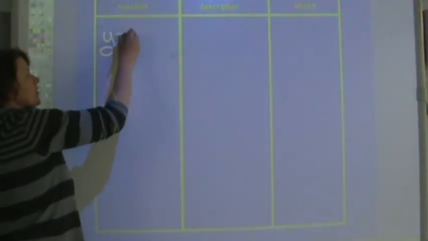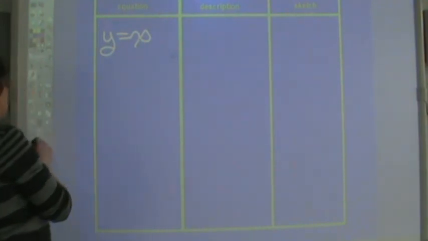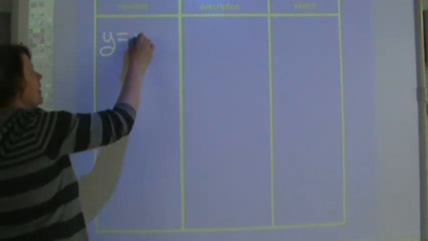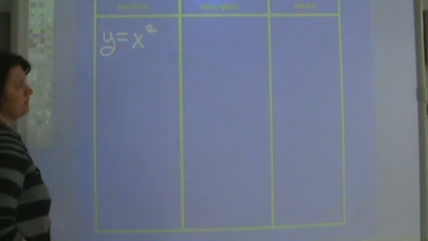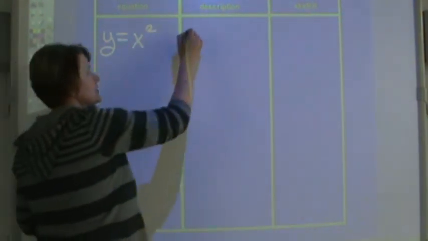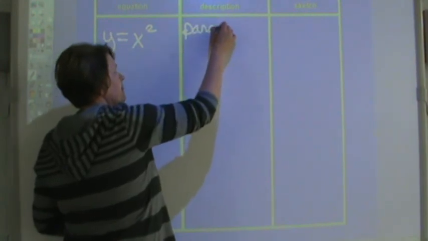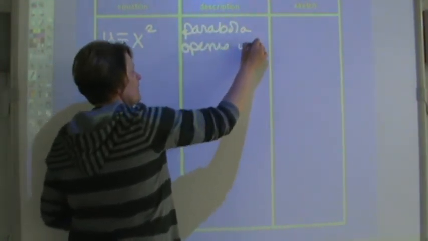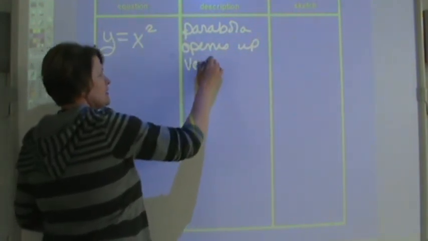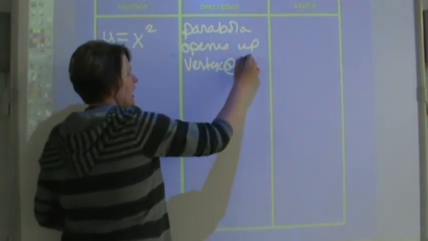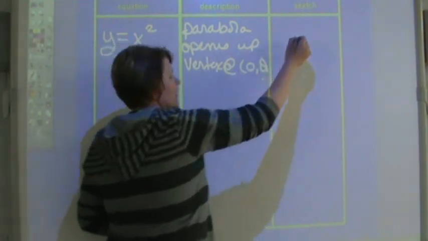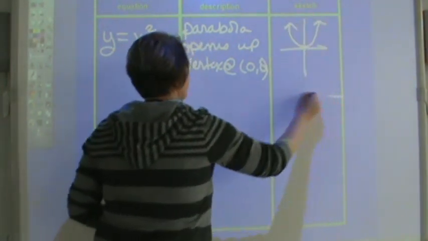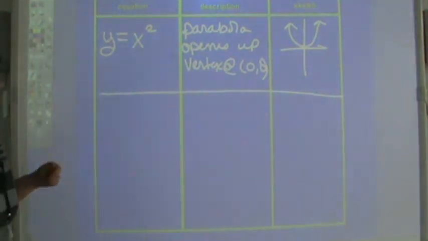So your standard is y equals x squared. All right, that's going to be a parabola that opens upward, and the vertex is at the origin. So if I had to draw a sketch of it, it would look like that. All right, that's your basics.